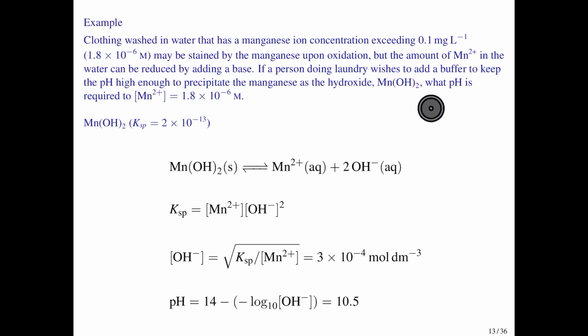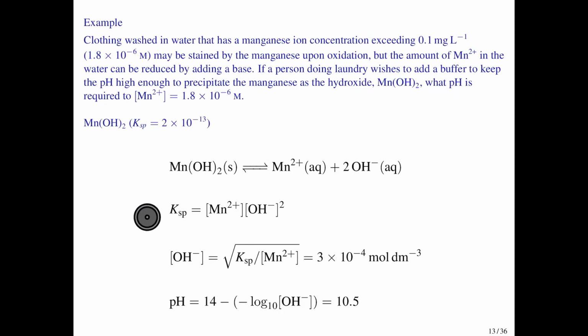The question is how much hydroxide do we need to add in order to precipitate out this manganese 2 hydroxide species? So here's the dissolution reaction of interest. What we want to do is to force this manganese hydroxide to precipitate out, and we want to know what is the pH at which that will occur.